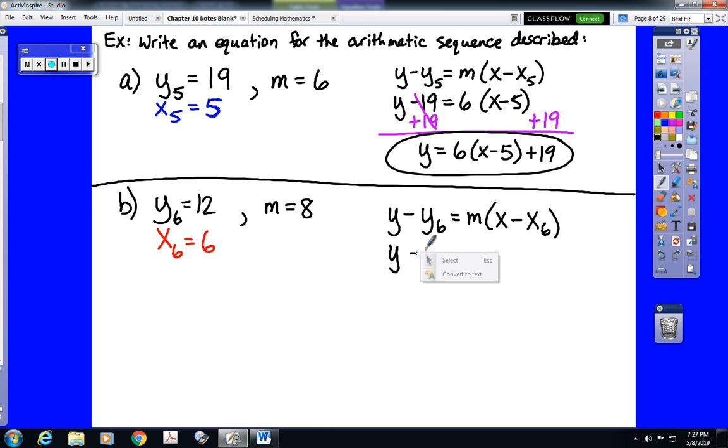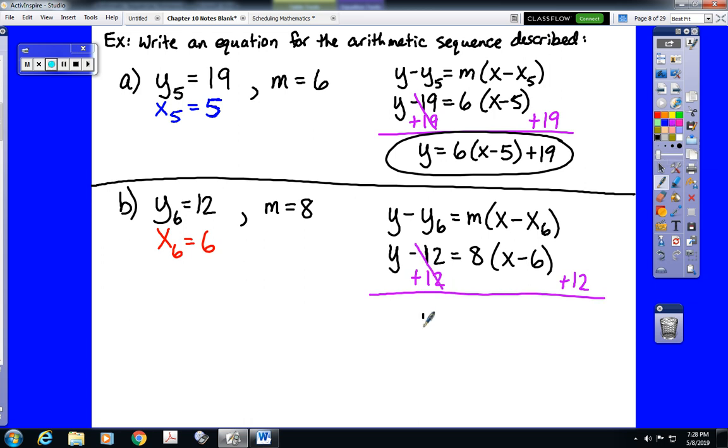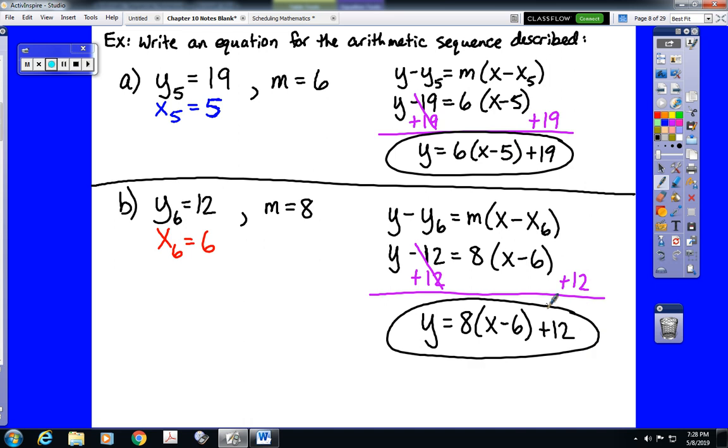So y minus 12 equals 8 times x minus 6. Again, that technically is the equation, but I want it to be in a very specific format. So I want you to get y by itself. I want you to move the 12. So I would expect to see 8 times x minus 6 plus 12. Don't make that type of problem harder than it actually is.